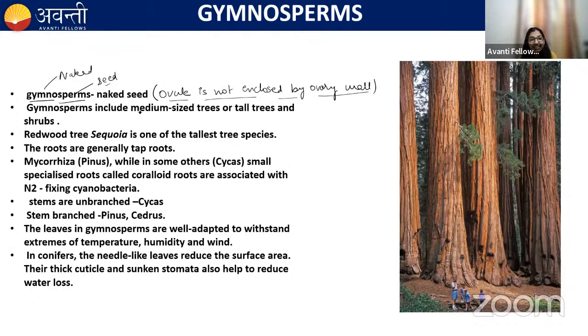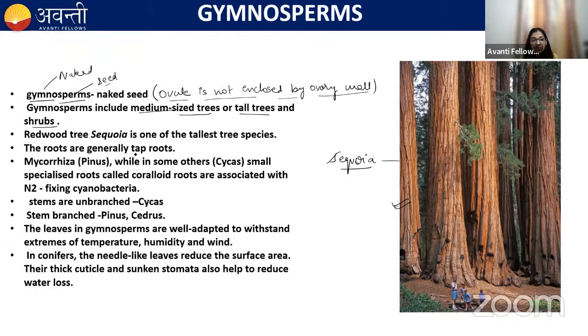And gymnosperms include medium-sized trees, tall trees, and shrubs. Please remember that gymnosperms include medium-sized trees, tall trees, and shrubs. They never include herbs, okay? Very important. Remember this. And you can see in the image, these are the tall Sequoia trees. These trees are very giant. They are very tall.